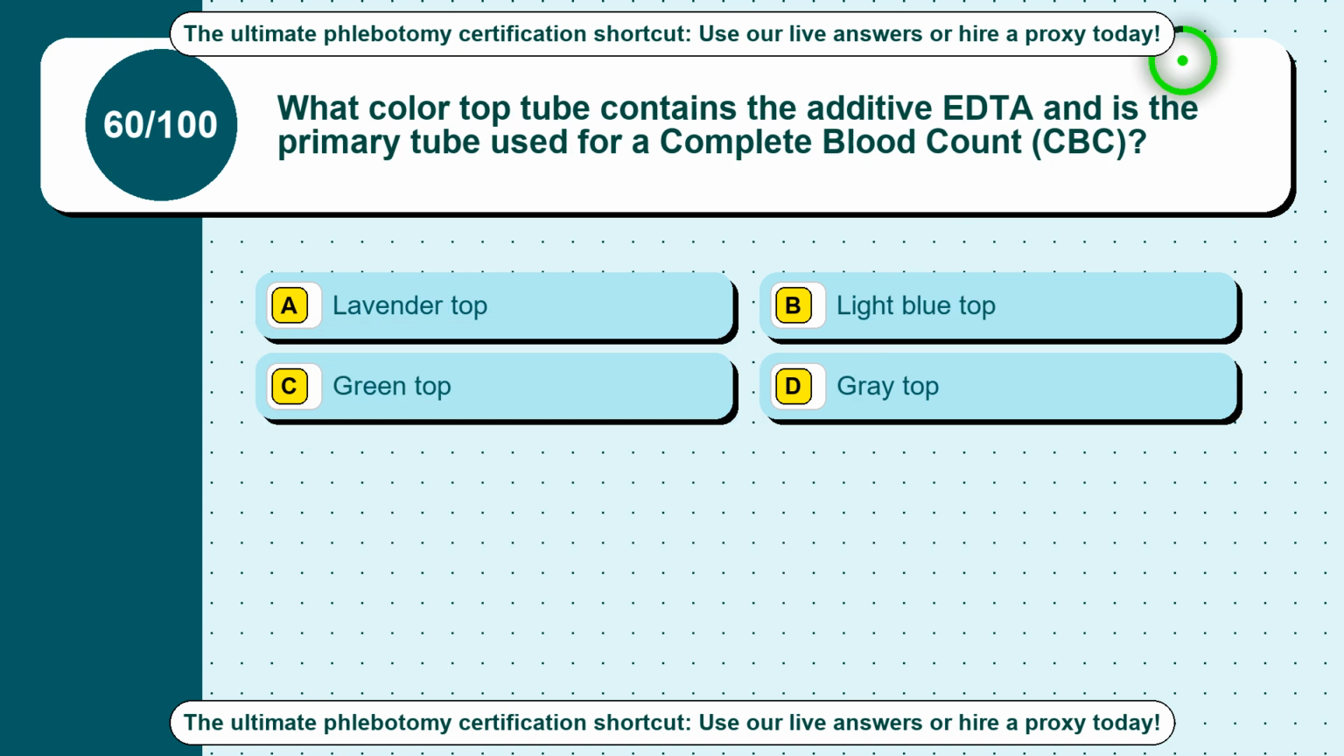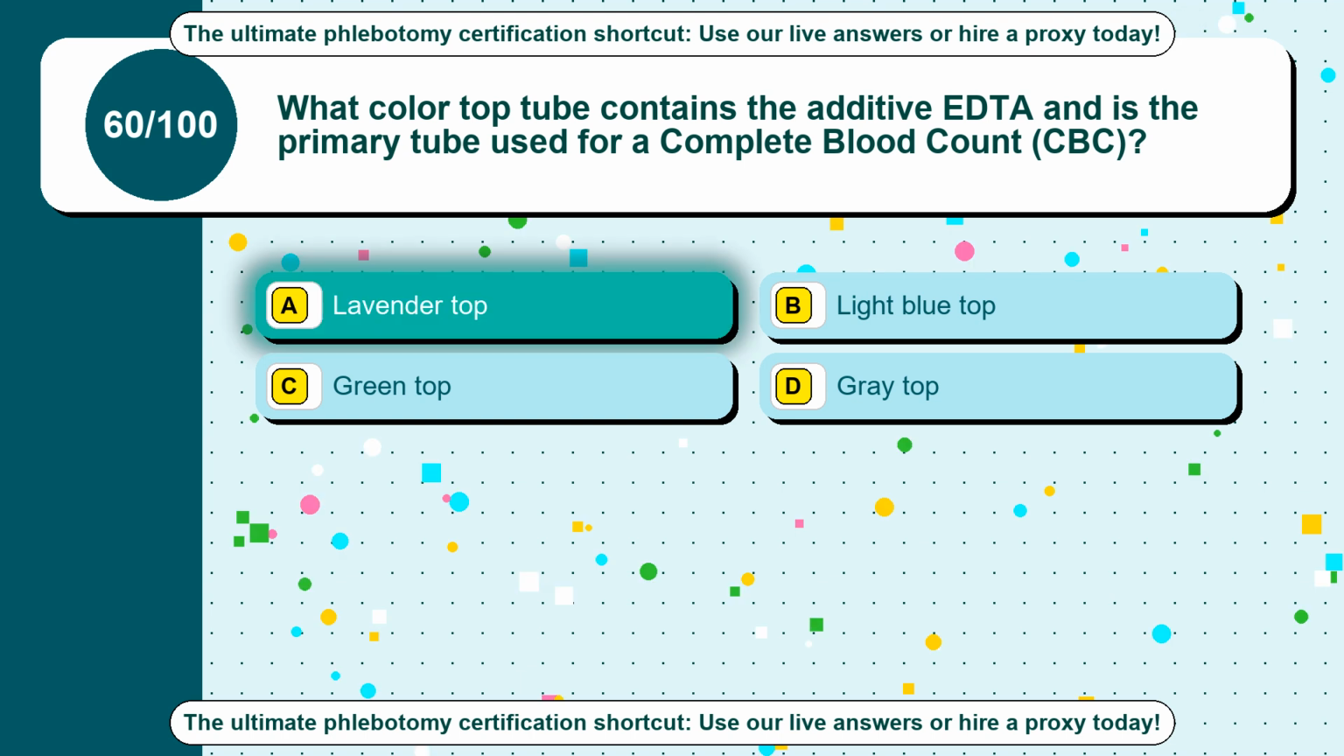Question 60. What color top tube contains the additive EDTA and is the primary tube used for a complete blood count, CBC? Option A, lavender top. Option B, light blue top. Option C, green top. Option D, gray top. The correct answer is option A, lavender top.